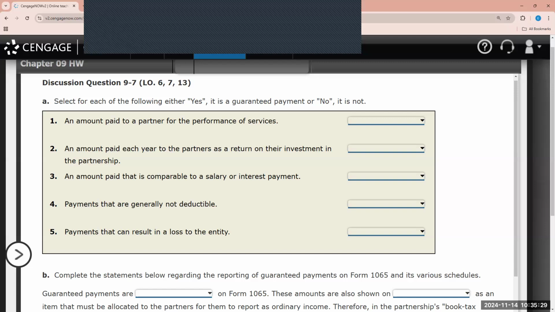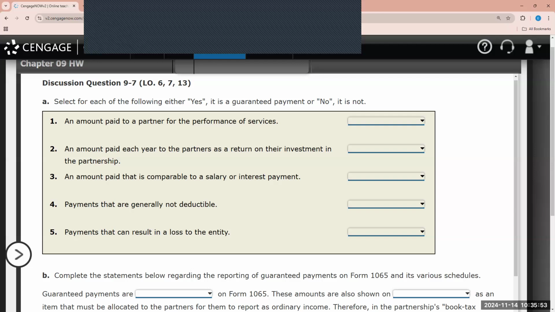The guaranteed payment is an amount that's paid to the partner for performance or service, or for use of the partner's capital, versus if the individual, the partnership, is taking a distribution. Distributions, unfortunately, reduce the basis for the partner, but they are not considered deductible. So something important to keep in mind.